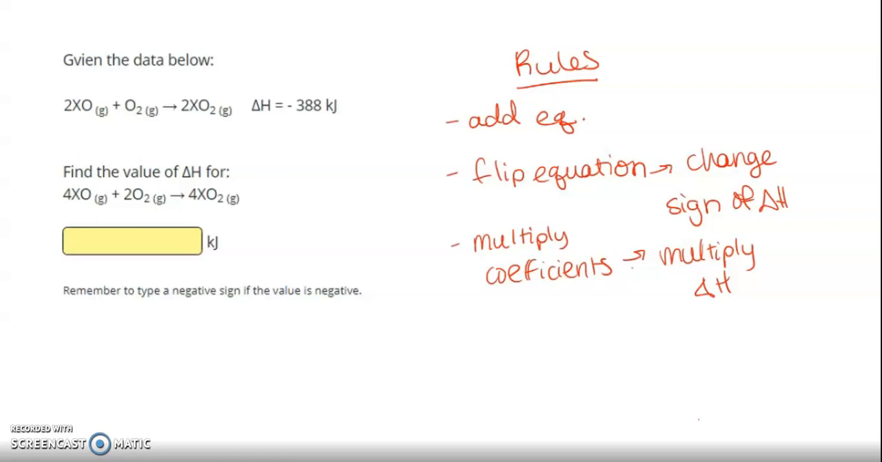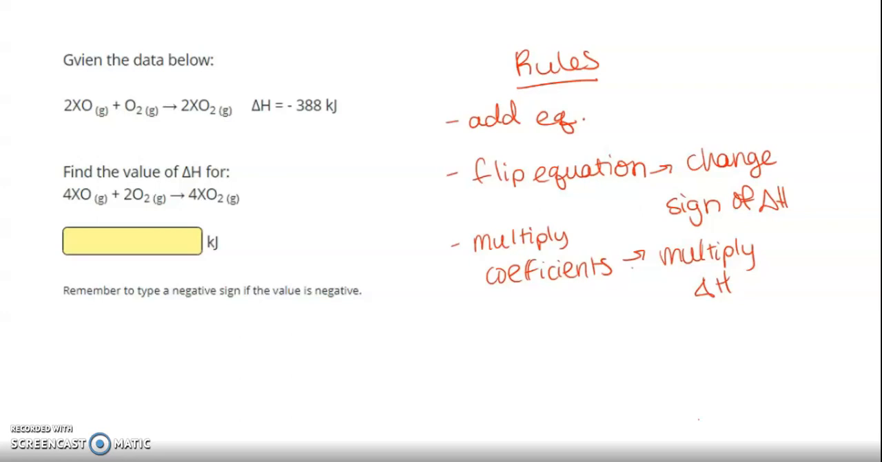So we have this data, this equation, and its delta H. 2XO plus O2 yields 2XO2. And delta H is negative 388 kilojoules. We're trying to find delta H for 4XO plus O2 yields 4XO2.